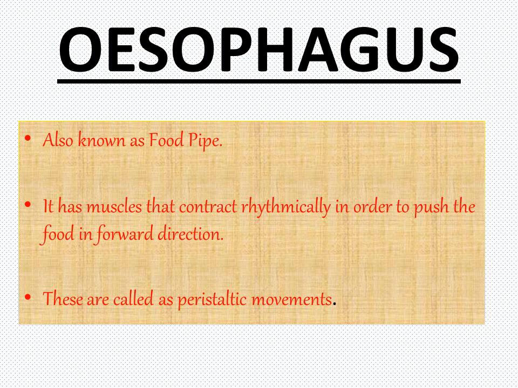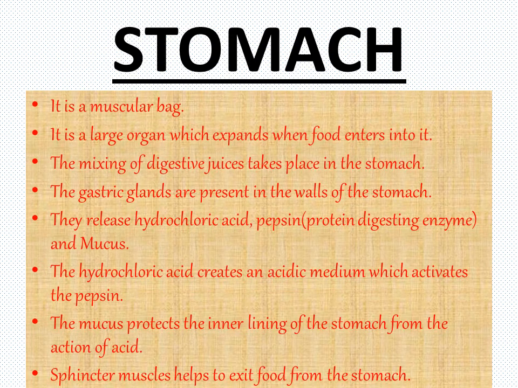Okay. Next, after the esophagus, the food comes to the stomach. You all know that it is a muscular bag. You have studied this in junior classes, that the food goes into the stomach. Now what happens in the stomach, you have to understand. It is a very large organ which expands when food enters it. The mixing of the different juices takes place in the stomach only.